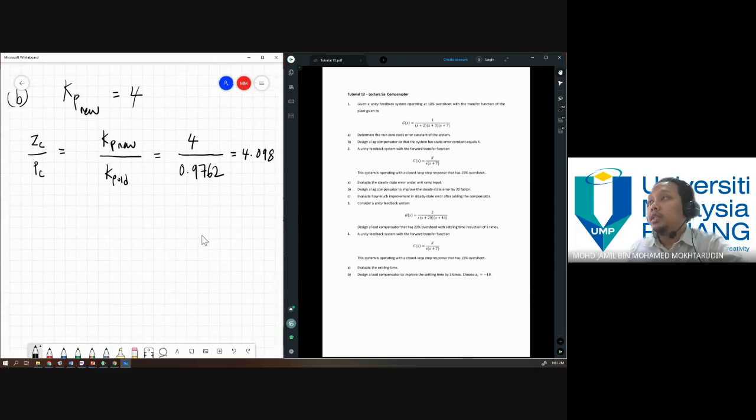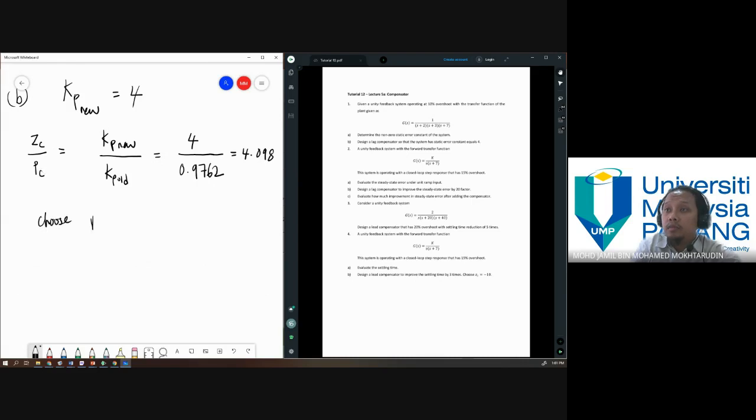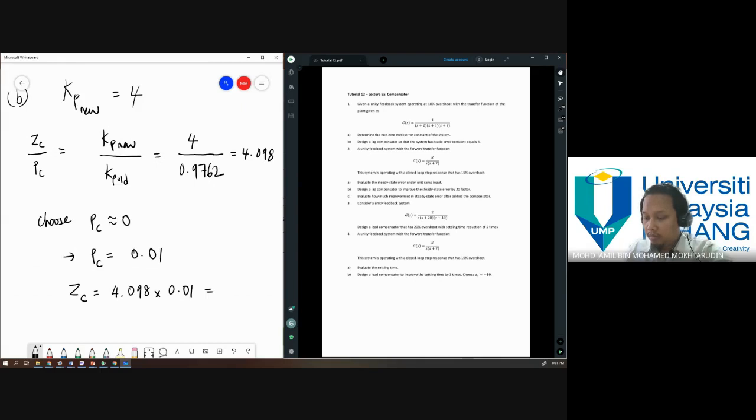Now we can design our compensator. So to design a compensator, I said just now we choose the PC value first. Okay, so choose PC such that it is very small, almost equal to zero. So ideally we choose PC equals 0.01, for example 0.01. And then we can find ZC, 4.098 times 0.01. Okay, so you get ZC 0.041.